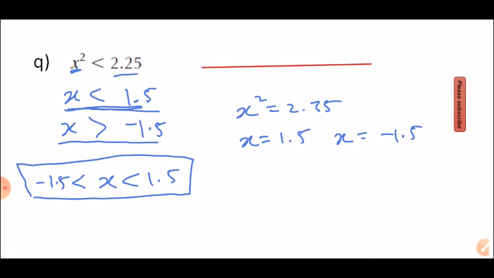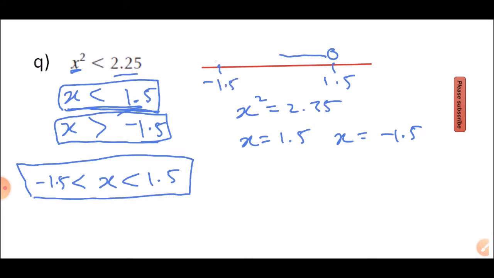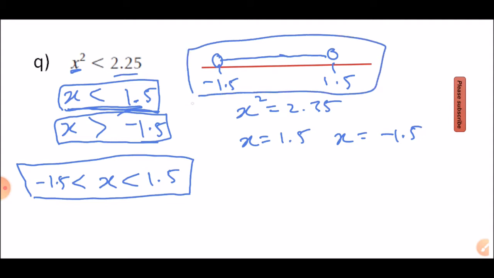Now because I can see x is equal to 1.5, I'm going to write 1.5, and x has to be less than 1.5. So draw the circle, don't shade it in because there's no equal sign, and the arrow will start going this way. Then I can see x has to be greater than minus 1.5. So write minus 1.5 and draw the circle, don't shade it in because there's no equal sign, and it has to be greater, so the arrow goes this way. So this will be the answer on the number line.